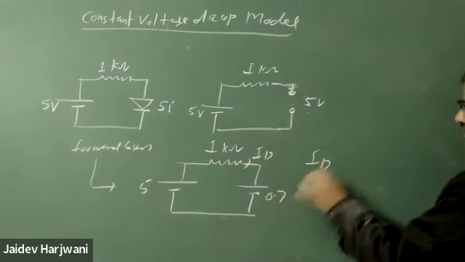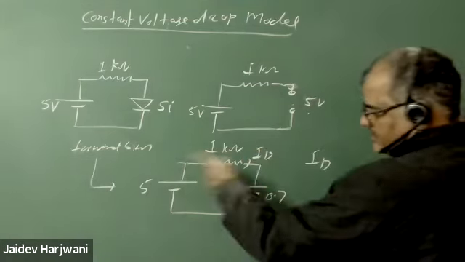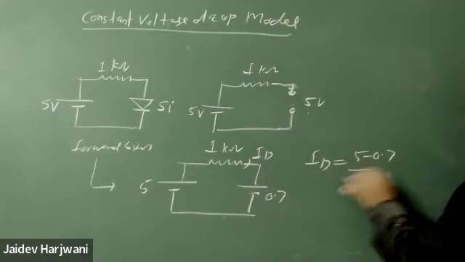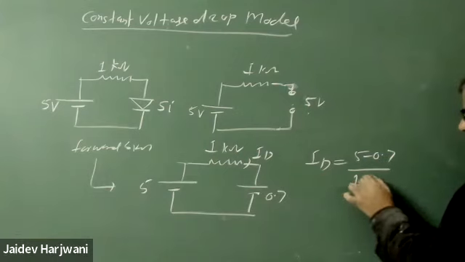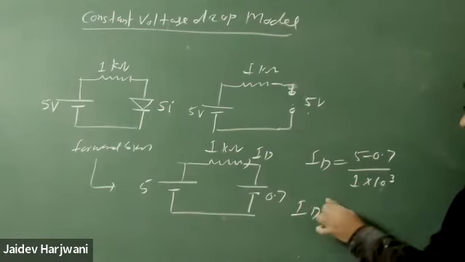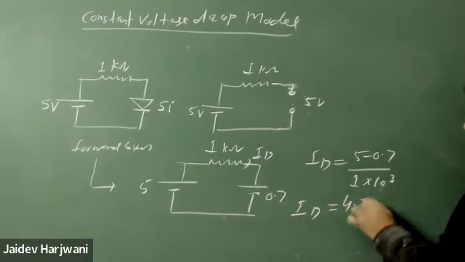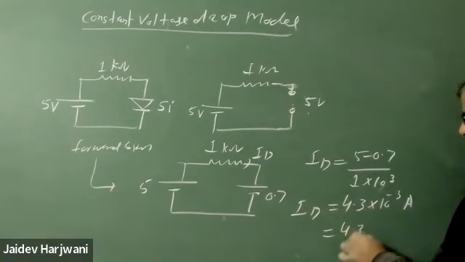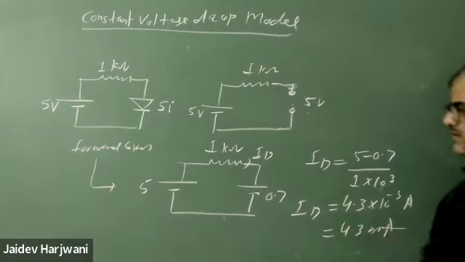Of course, now there is a drop, so there will be some less current, and ID will be 5 minus 0.7 upon 1 kilo ohm. That is, your ID will be 4.3 times 10 to the power minus 3 ampere. It is 4.3 milliampere.